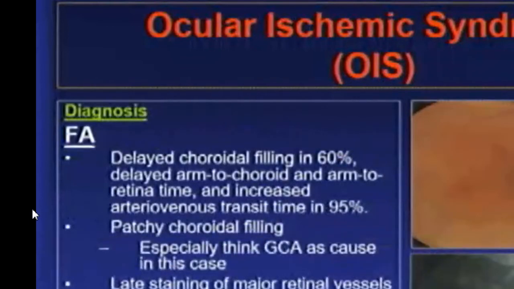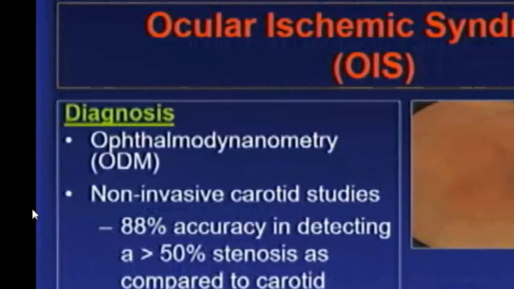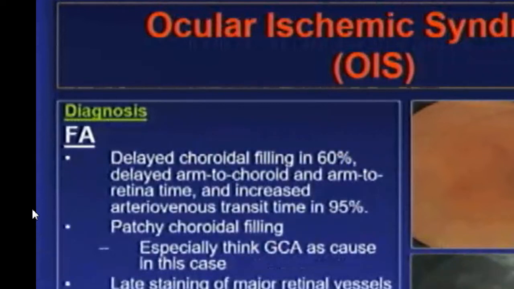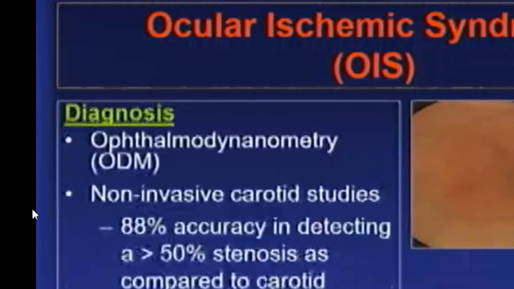In fluorescein angiography, there might be delayed choroidal filling in 60%. This is when you compare it with central retinal artery occlusion. And usually they have patchy choroidal filling, specifically in giant cell arteritis. We have late staining of the blood vessels and the choroid. And the microaneurysms, as we mentioned earlier, and the optic disc show hyperfluorescence in these cases.